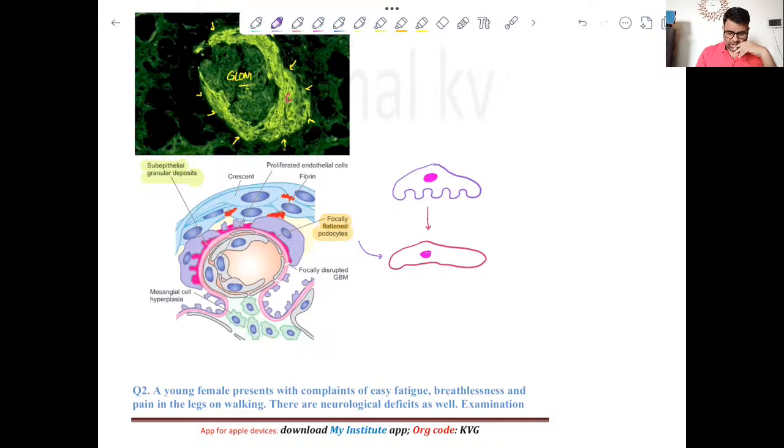Then subepithelial granular deposits. It means there will be deposition in these spaces, right? So there will be deposition here, something like this, okay? So deposition will be here. So this is subepithelial granular deposits. These are a few things which you need to remember for crescentic glomerulonephritis. One is the deposits, then the second is the flattened podocytes.